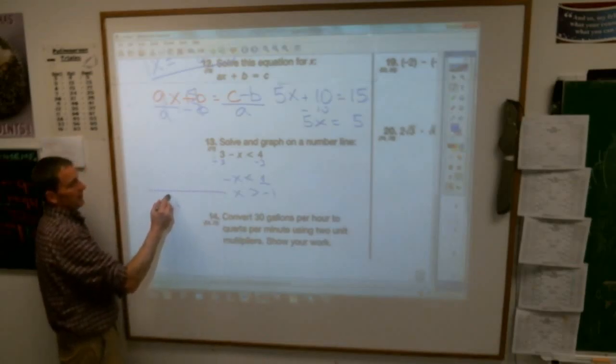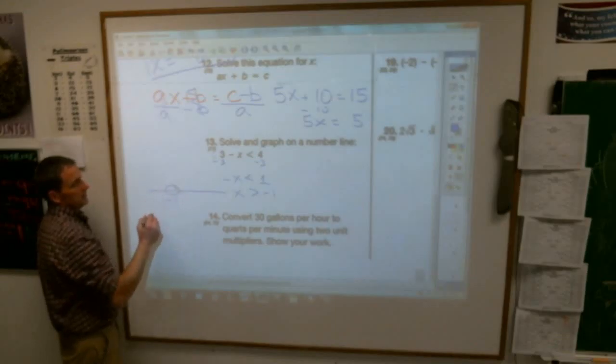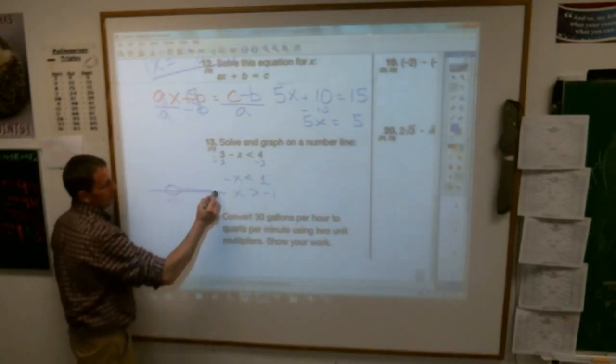And when you graph it at negative 1, open circle or closed? Open, because it doesn't equal negative 1, and it shoots off in this direction.